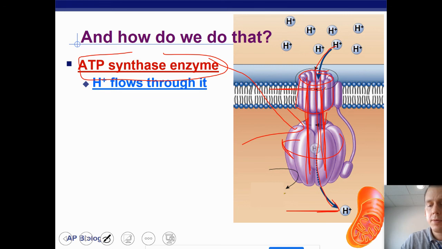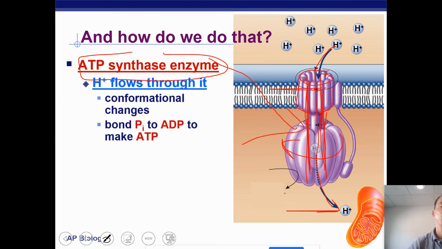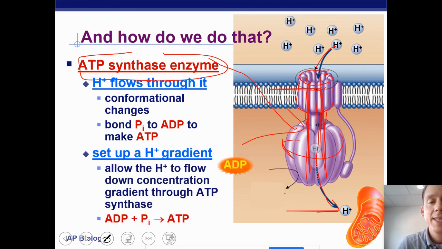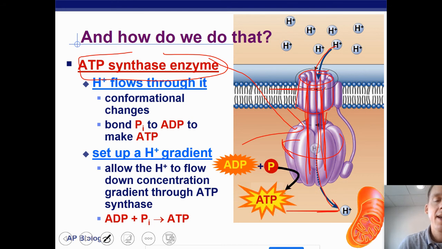It turns around. It's called the conformational change. And as it turns, it is going to bond a phosphate to ADP. And as that phosphate joins the ADP, it is going to make ATP as a result. So it is the movement of hydrogen through this ATP synthase that makes ATP.